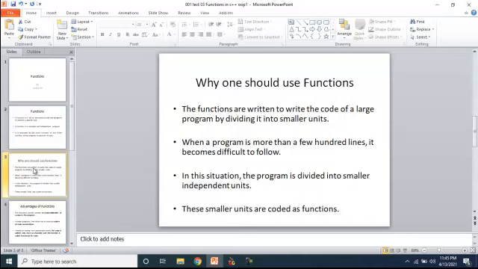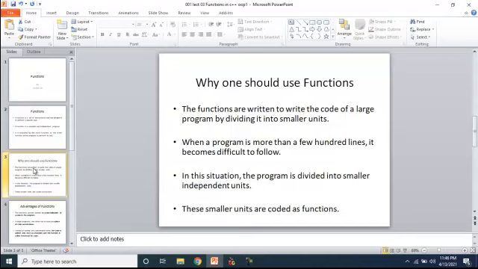But it's easy in terms of, for example, writing hundreds of lines of code, because it makes the code more compact. Then you can easily distinguish which lines of code are performing which type of task. So functions are written to build a large program by dividing it into smaller units.